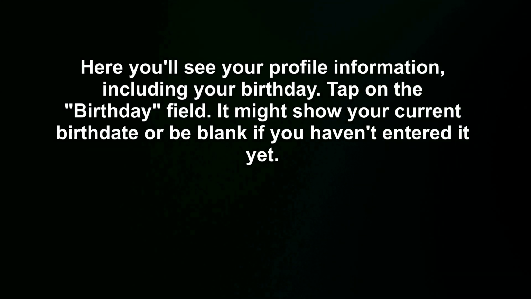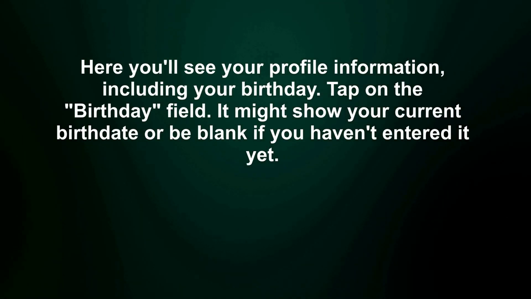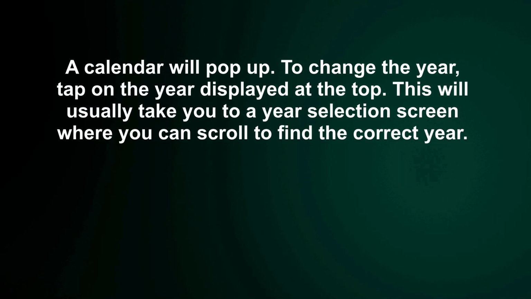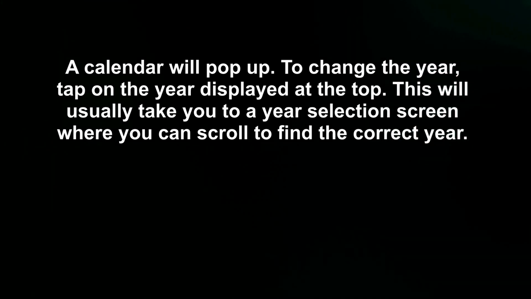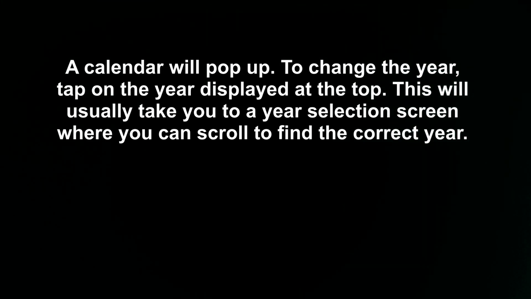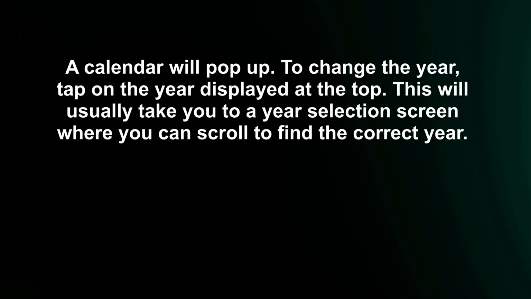Tap on the birthday field. It might show your current birth date or be blank if you haven't entered it yet. A calendar will pop up. To change the year, tap on the year displayed at the top. This will usually take you to a year selection screen where you can scroll to find the correct year.